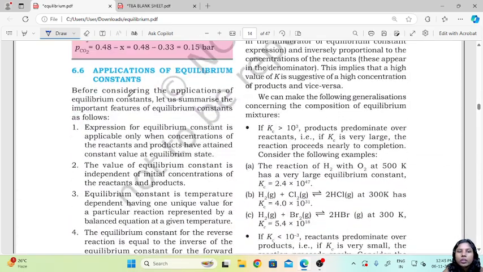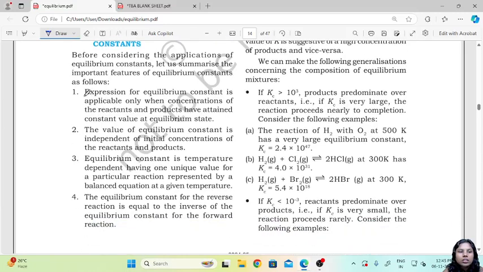So now let's talk about some of the applications of equilibrium constants. Before considering the applications, let us summarize the important features of equilibrium constants as follows. So the first one is what? That the expression for the equilibrium constant is applicable only when the concentrations of the reactants and products have attained constant values at the equilibrium state.